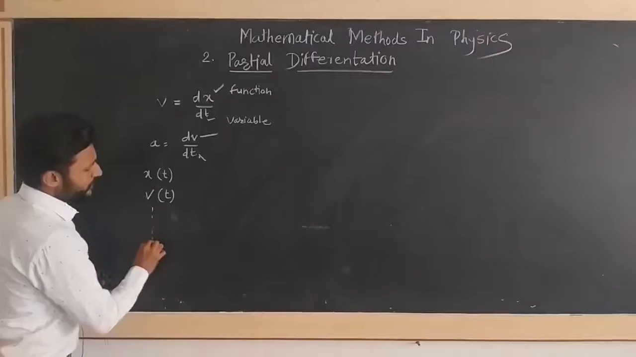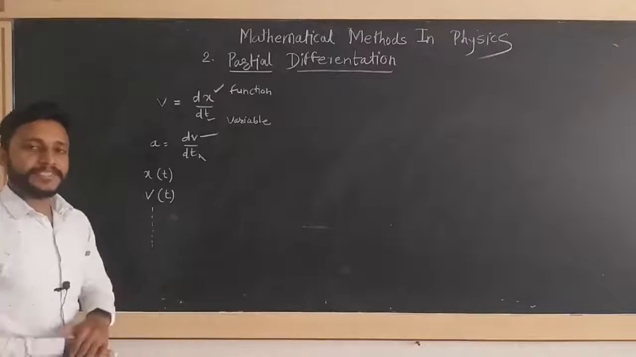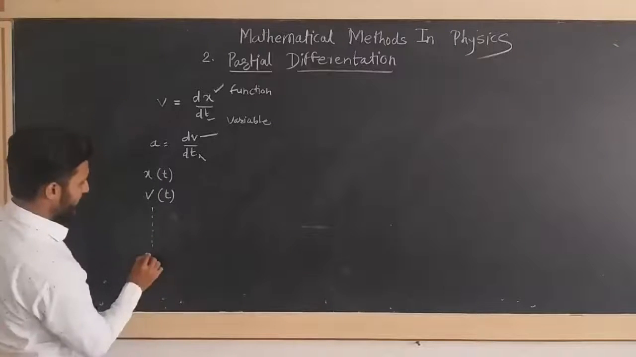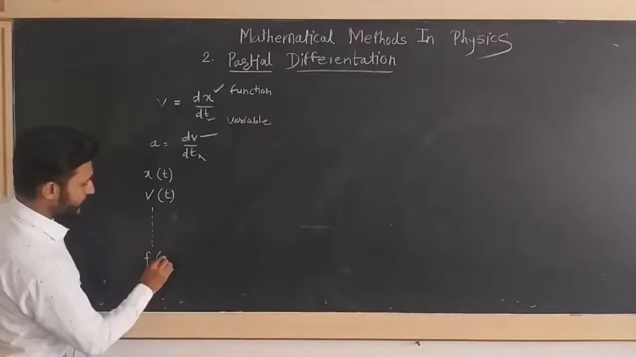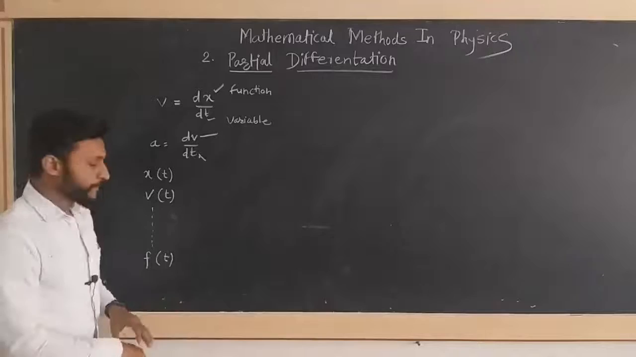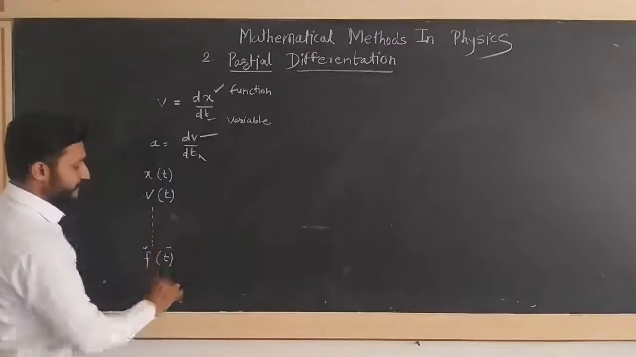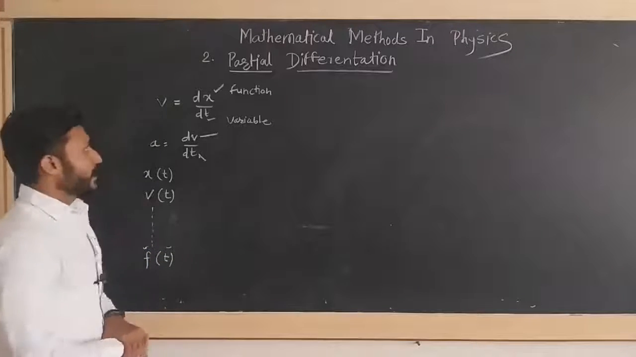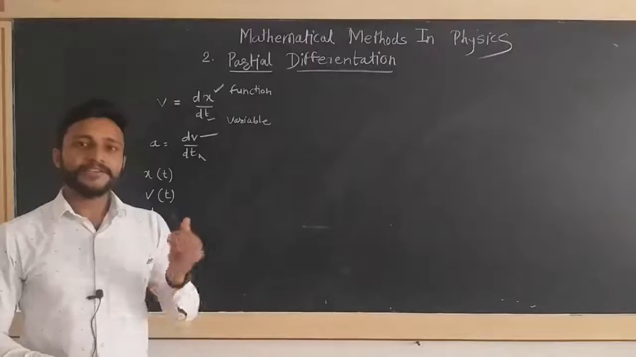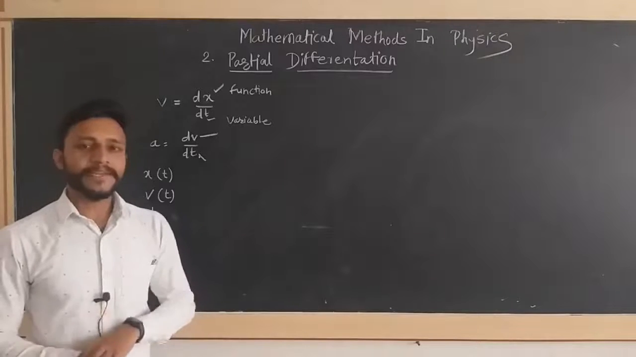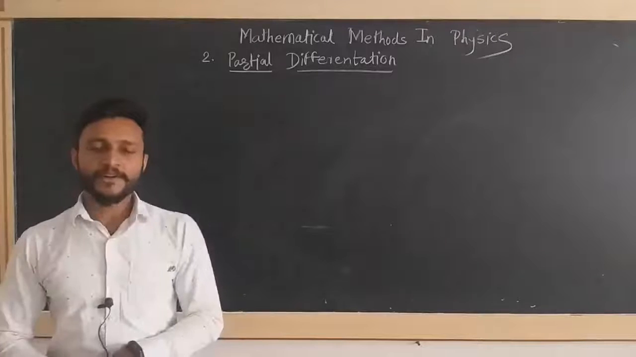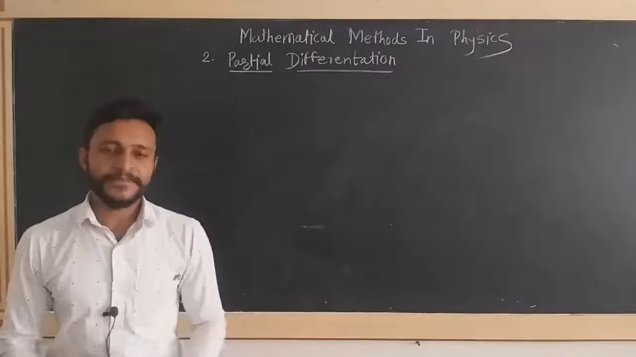Similarly, there are so many physical quantities which depend on any other physical quantities. So I can write in general f is the function of t, or any other physical quantity instead of t. So f is the function of t, where t is the variable, and in differentiation, if the function depends on only one variable, here t, then this is the differentiation. Now let me introduce partial differentiation.